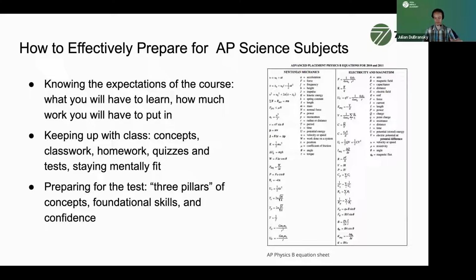And all of this is worked on during class through projects and labs. So make sure that you pay particular attention to those and also enjoy them because they tend to be pretty fun. They are very powerful learning experiences, not just for the concepts, but the skills that you need as a scientist. And then finally, just being confident that you know all of this.